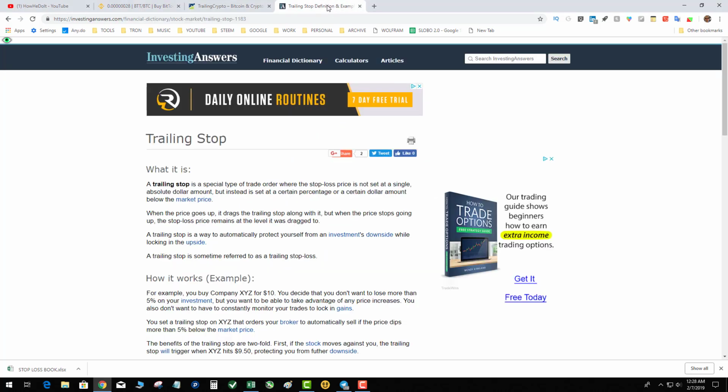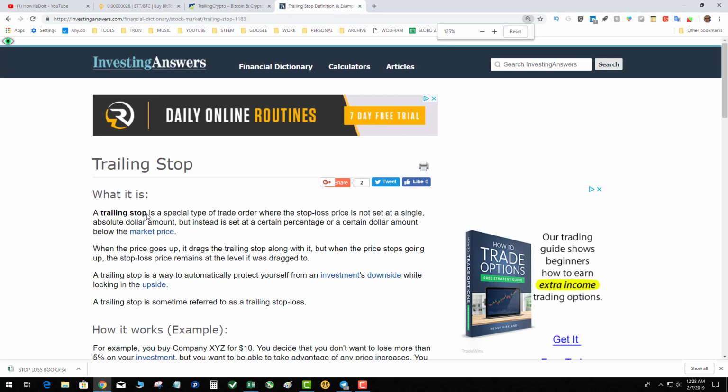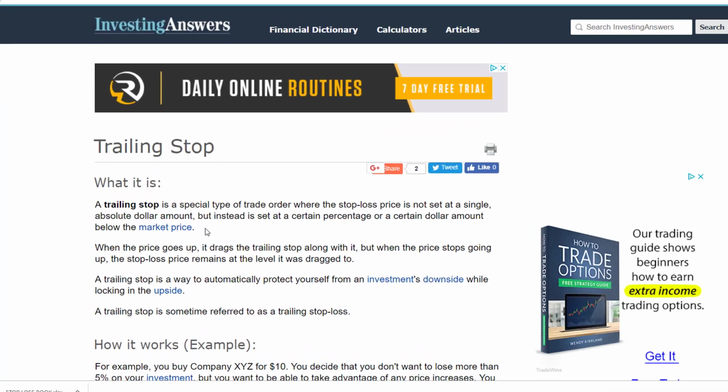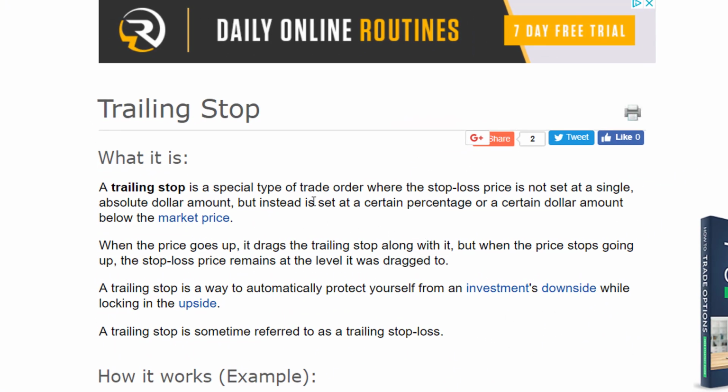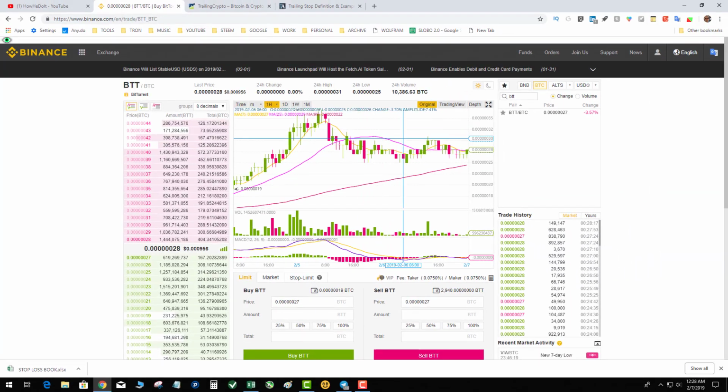So let's look at a trailing stop definition. A trailing stop is a special type of order where the stop loss price is not set to an absolute dollar amount or a certain dollar amount below market price. When the price goes up, it drags the trailing stop along with it. So what does this mean? Right now we're sitting at 27 sats. Maybe it'll go to 30 sats.